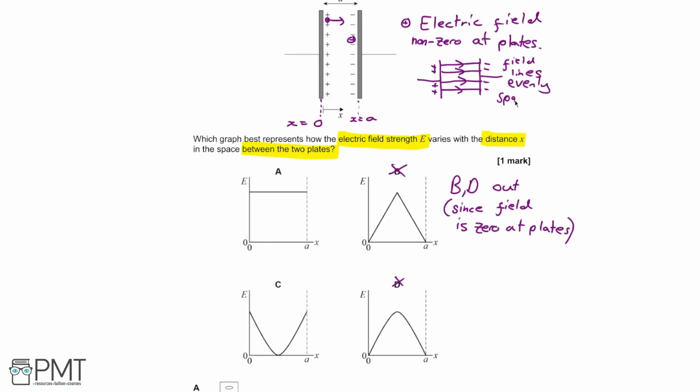So C must be out too, because C has the electric field starting from a certain value, decreasing, and then increasing again. This means that our answer has to be A, since it's the only one which has a uniform field that's non-zero at both the plates.